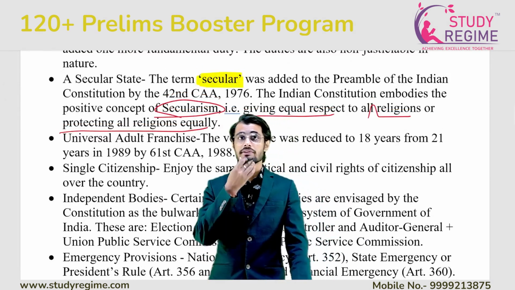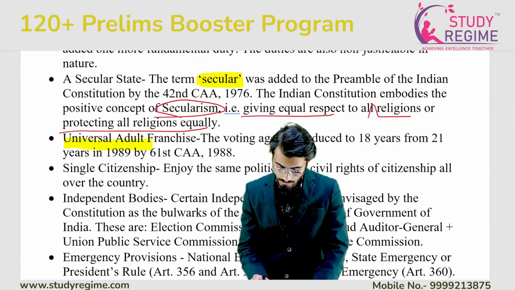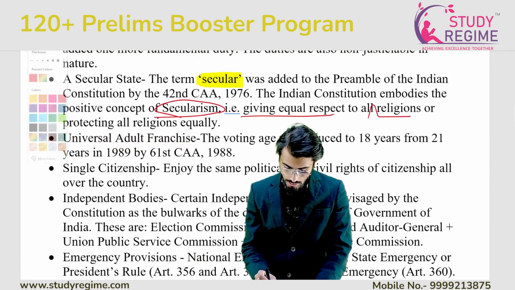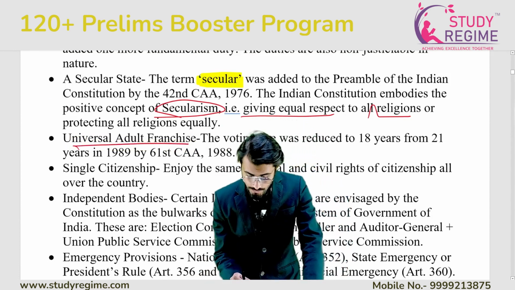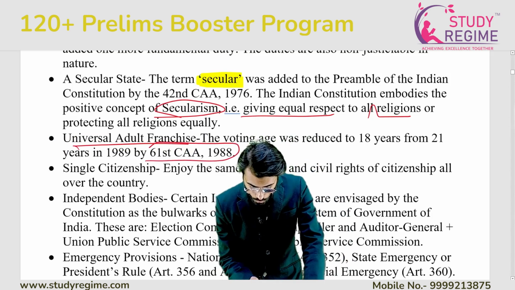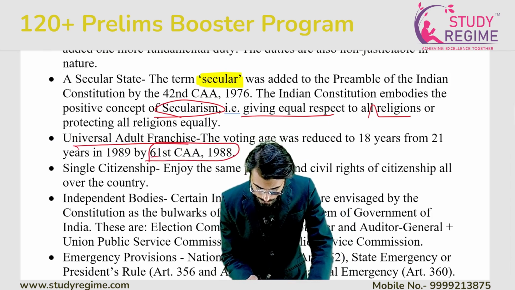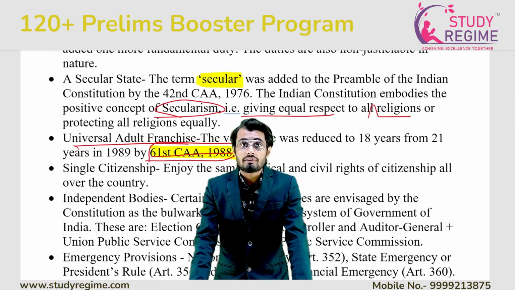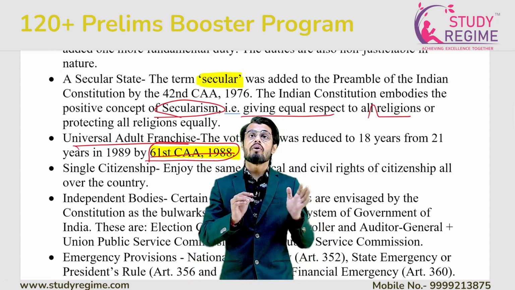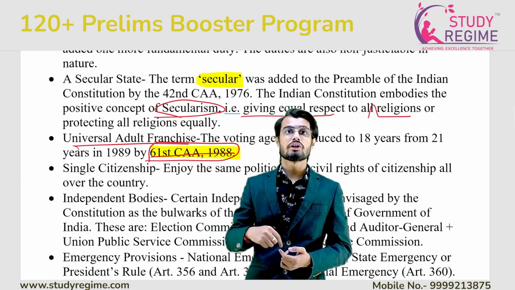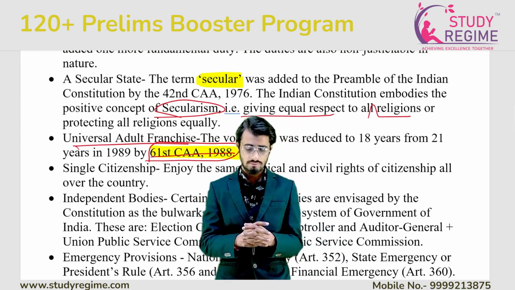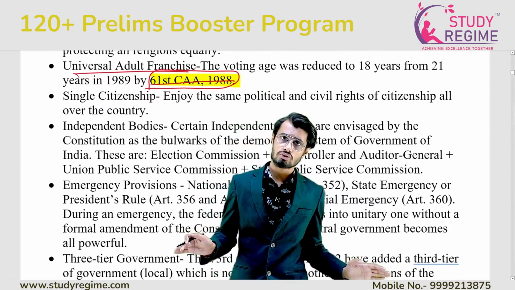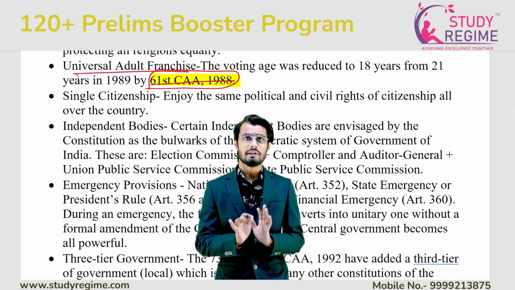Okay, another very important feature is universal adult franchise. Universal adult franchise talks about the age at which the vote is cast. See, we have a very important Constitutional Amendment Act regarding universal adult franchise, that is 61st Constitutional Amendment Act of 1988, in which the age of casting vote was reduced from 21 to 18. It was done in Rajiv Gandhi era. Single citizenship: you enjoy the same political and civil rights of citizenship all across the country, no matter in whichever state or territory of India you are.